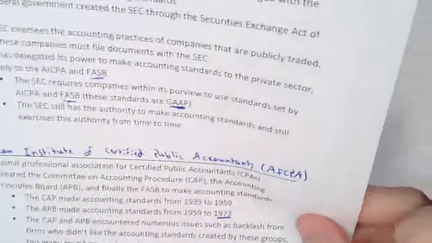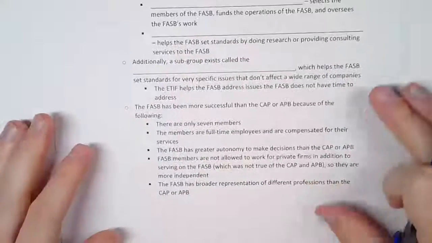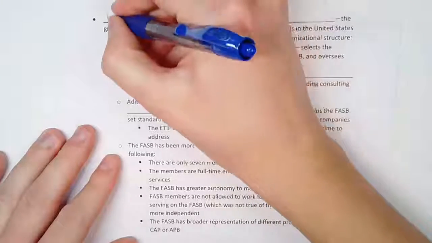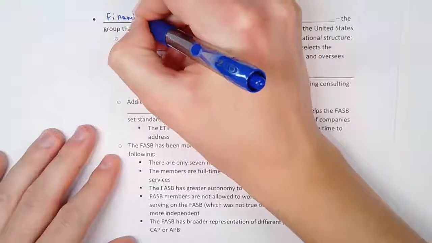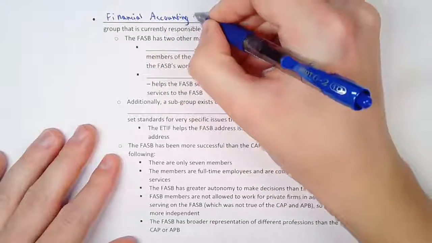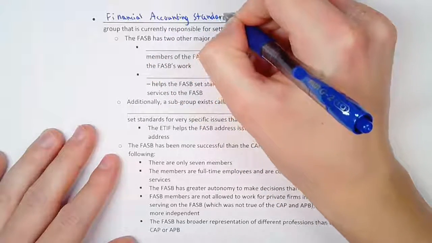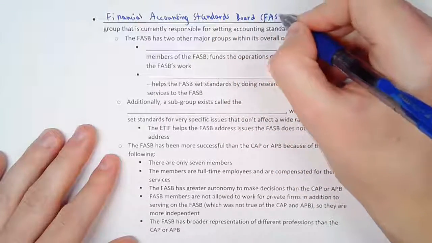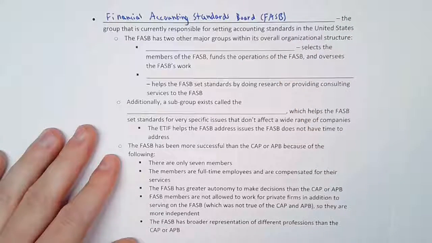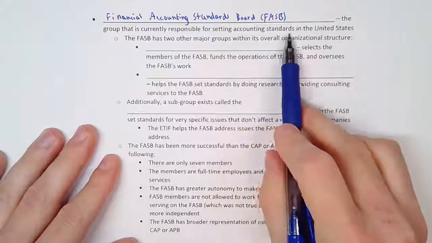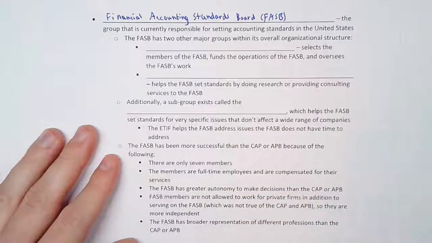Now, finally, we're going to move on to the FASB, the Financial Accounting Standards Board. So let's go ahead and get that down here. Financial Accounting Standards Board, the FASB. All right. And so basically what the FASB does is that they are the group that is currently responsible for setting accounting standards in the United States. Okay, we kind of talked about that before, but the FASB is basically the one, as of right now, that sets pretty much all accounting standards in the U.S., okay?